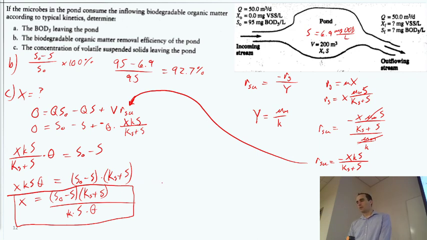Okay, with the parameters that were given, we could get our final answer here. We put in all the numbers properly, assuming we do all that, and we solve, x should be 43 milligrams VSS per liter.